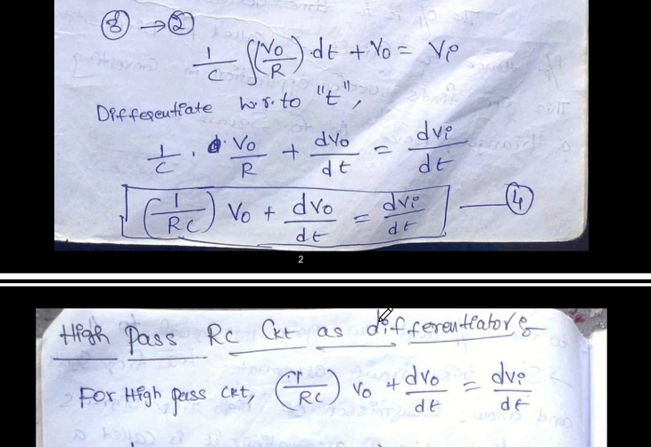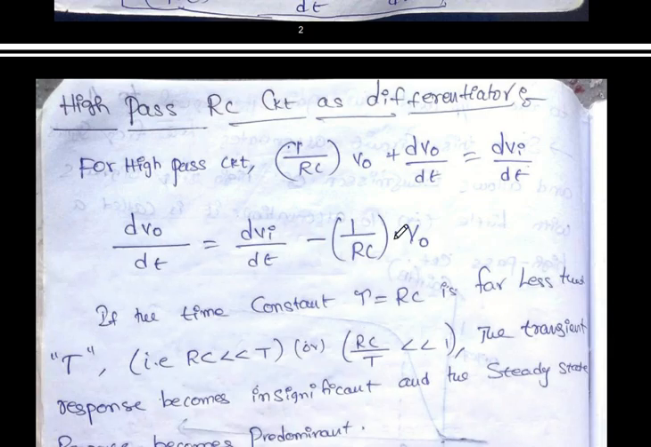Now, the high pass RC circuit as a differentiator. To do this, let us consider the expression for the high pass RC circuit, that is V naught by RC plus dV naught by dt is equal to dVi by dt. Move V naught by RC to the right side. Therefore, dV naught by dt is equal to dVi by dt minus V naught by RC.